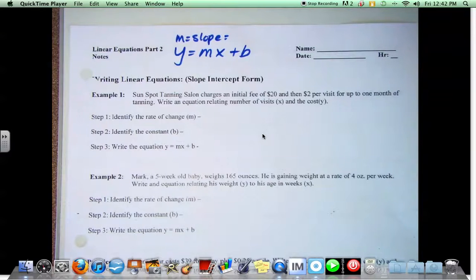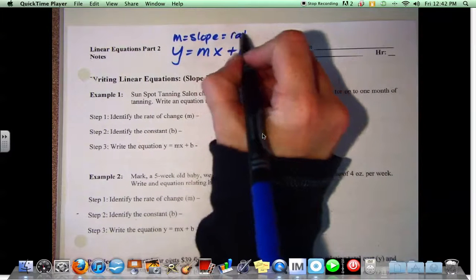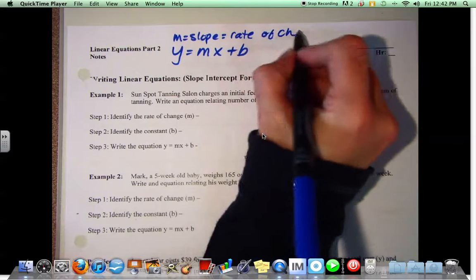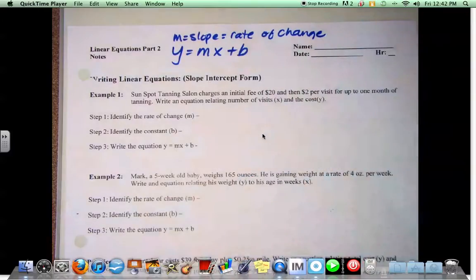And you've also been told that it's the same thing as a rate of change. So like miles per gallon, liters per minute, things like that. You're making $10 per hour. Those are all rates. That would be something that's associated with the slope. It's a rate of change.